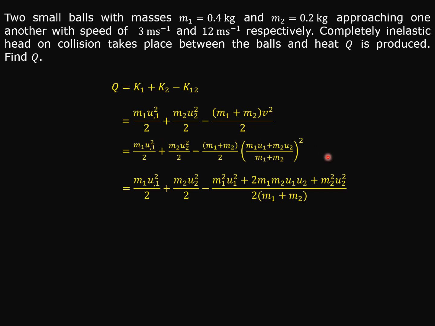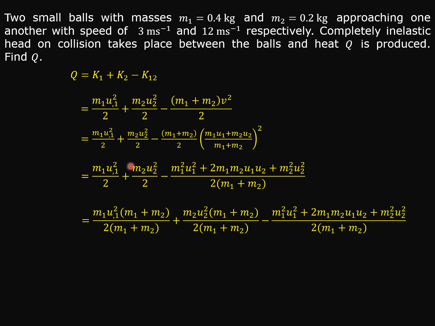We can simplify the third line of the equation by cancelling out the m1 plus m2, and here you have m1 plus m2 squared. So we can cancel one of them to get the denominator as m1 plus m2. Then the numerator in the bracket, we take the square and expand it. We get m1 squared u1 squared plus 2 m1 m2 u1 u2 plus the second term squared, which is m2 squared u2 squared.